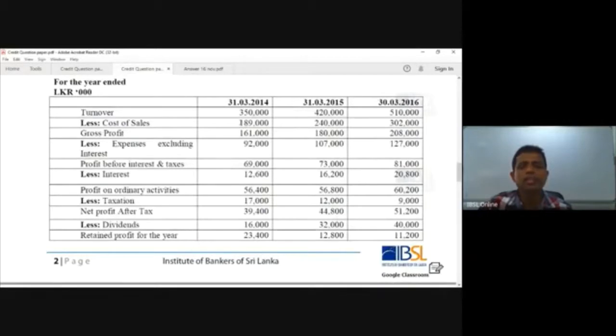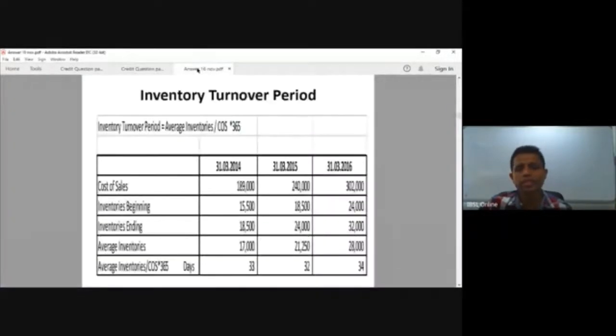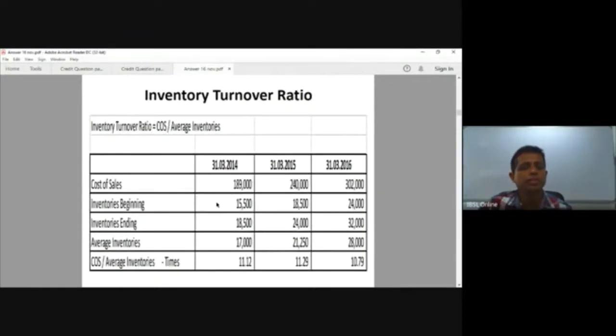Cost of sales is very easy to find. Here: 189,000, 240,000, 312,000. Sorry, 302,000. Right? I took those figures directly from the income statement. Then, in order to calculate the average inventory, you need to have the beginning inventory and the ending inventory. For 2014, the beginning inventory will be the 2013 one.